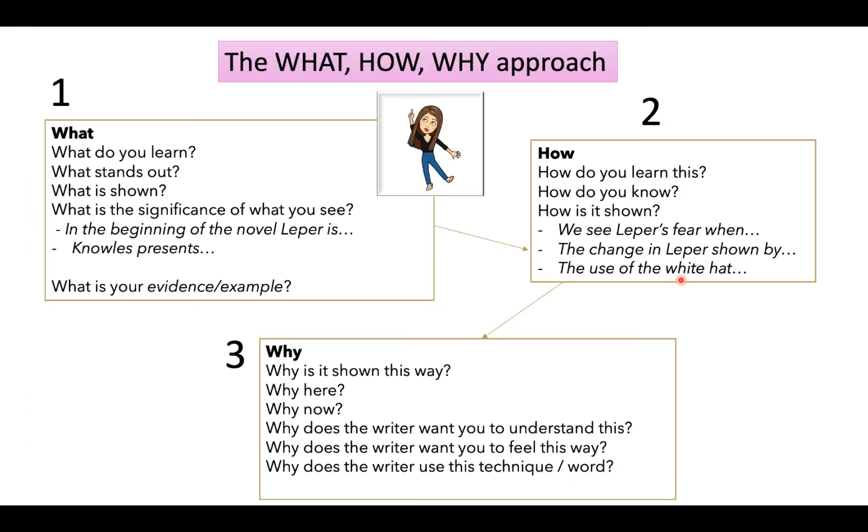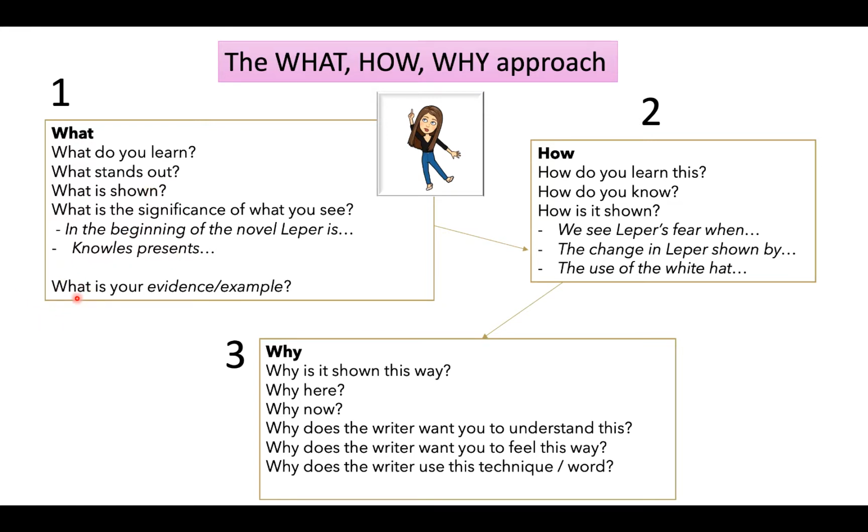Okay, so if you've watched my other lessons, you'll know that I advocate the what, how, why approach, just because it does keep you focused and it does make sure that you move through all the different skills on the mark scheme. So the what: what do you learn, what stands out, what is shown, what is the significance of what you see. So for example, in the beginning of the novel, Leper is, and I'll make a statement about that. And that's what's shown to me, or Knowles presents Leper as being.